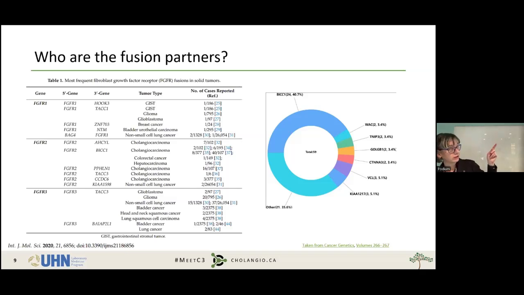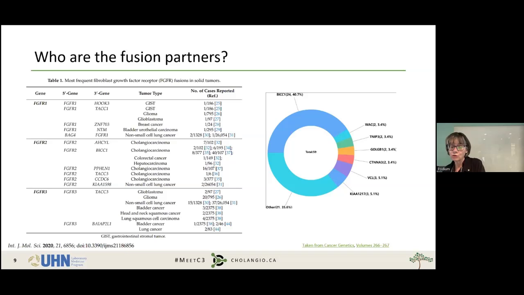So that little pie chart on the far end there, you can see that about 40% of the partners are this other gene called BIC1. It doesn't matter what BIC1 does. All you need to know is that when they get together, then FGFR2 is inappropriately being expressed.